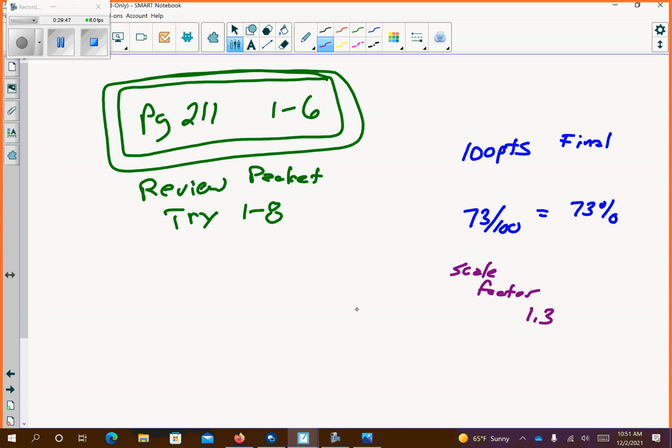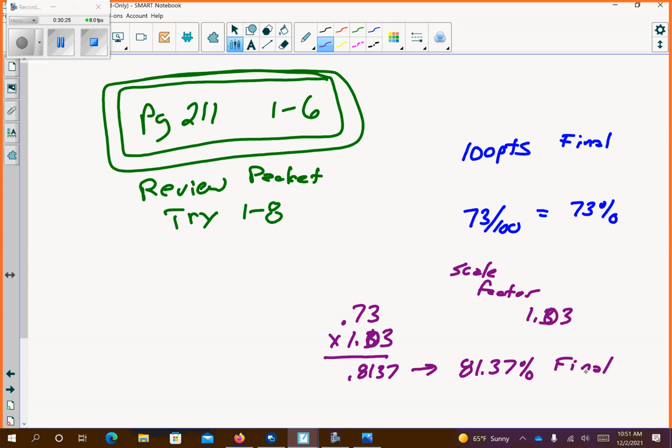Oh, okay. So I'm going to go 0.73 times 1.3. Someone have a calculator? Can you do that for me, please? 0.949. Oh, you went a little too weird. 0.73 times 1.3? Oh, actually, the scale factor should be 1.03. I'm sorry. It should be 1.03. 0.8137. So that means you would have earned an 81.37% on the final exam. Is an 81.37 better than a 73?